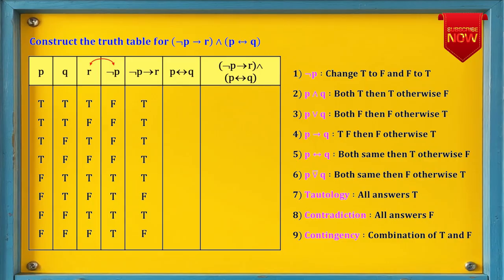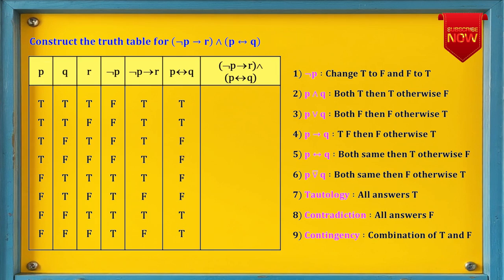Next column, P if and only if Q. P if and only if Q means both same, then true, otherwise false. So see the statements P, Q, and check whether we have both same. So both same we have in first row, second row, and then last 2 rows. For both same we write true TT, TT, all others false.